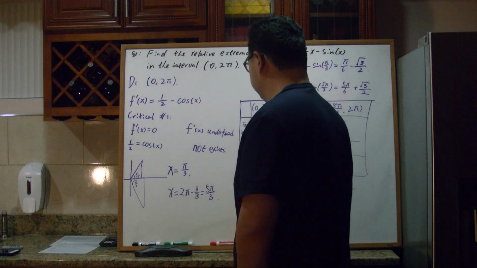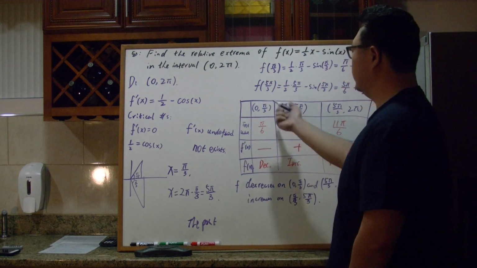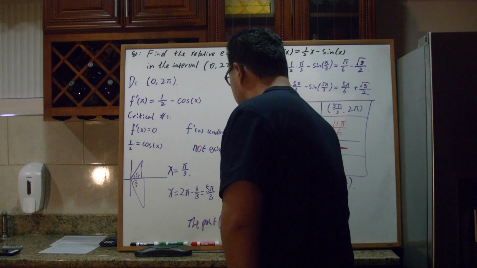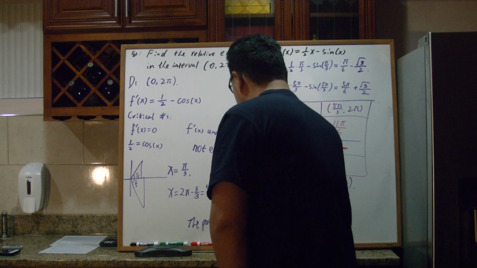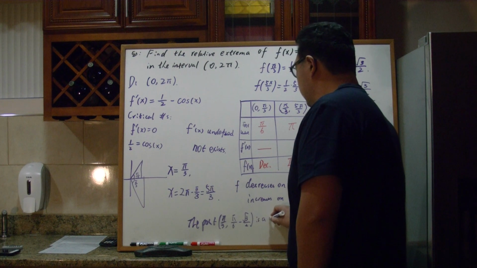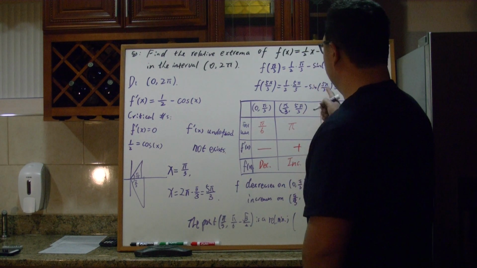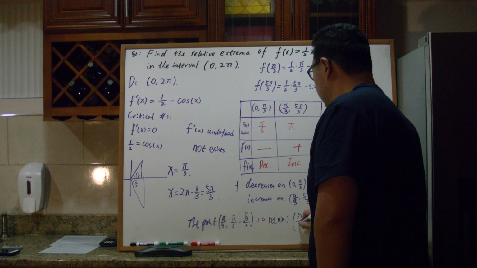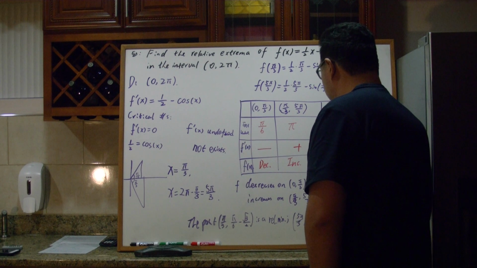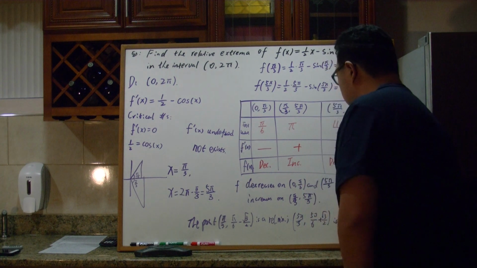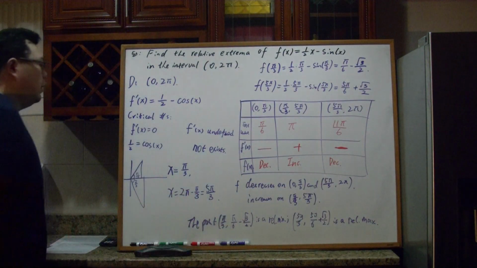Therefore, the point, which one? From decrease to increase, the point pi over 3 and the value is pi over 6 minus radical 3 over 2, is a relative minimum, and the other point from increase to decrease is 5 pi over 3, 5 pi over 6 plus radical 3 over 2 is our relative maximum.